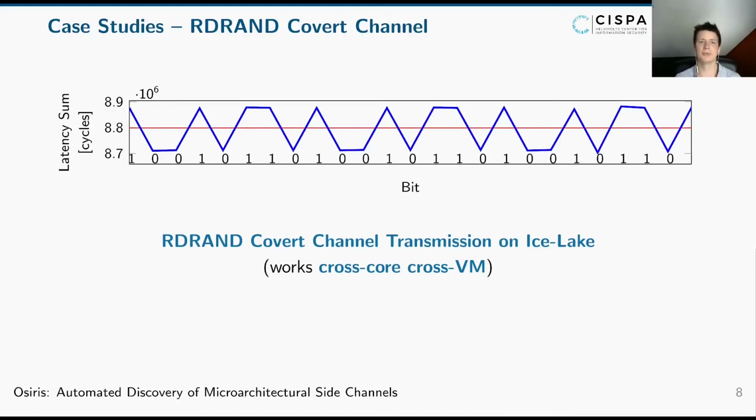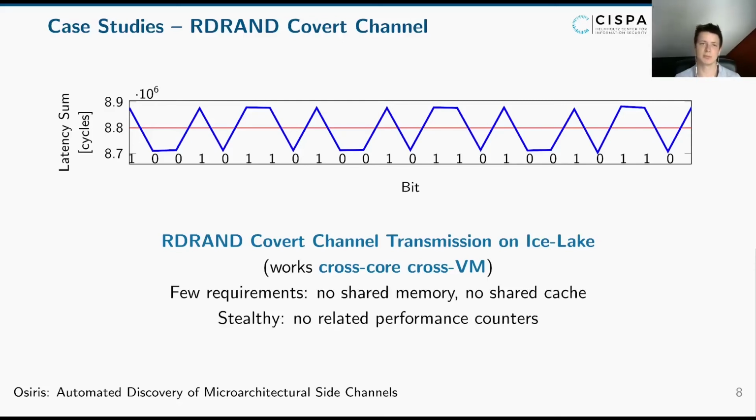And if you now compare our side channel to similar covert channels, you'll see that we do not need shared memory or shared CPU cache. And hence, it's also very hard to detect our covert channel because we do not leave any important traces in the CPU cache. And there are also, to the best of our knowledge, no related performance counters that you could use to detect this covert channel.